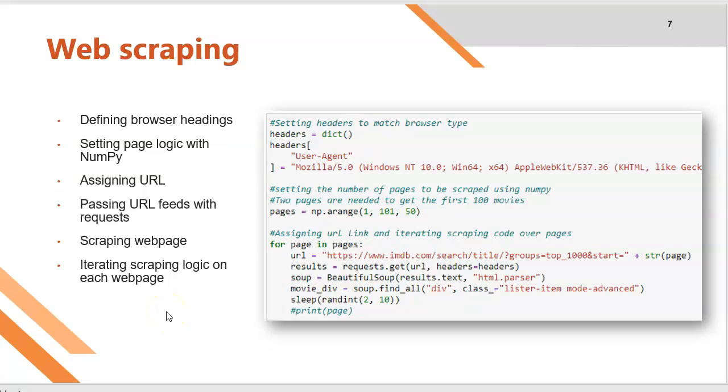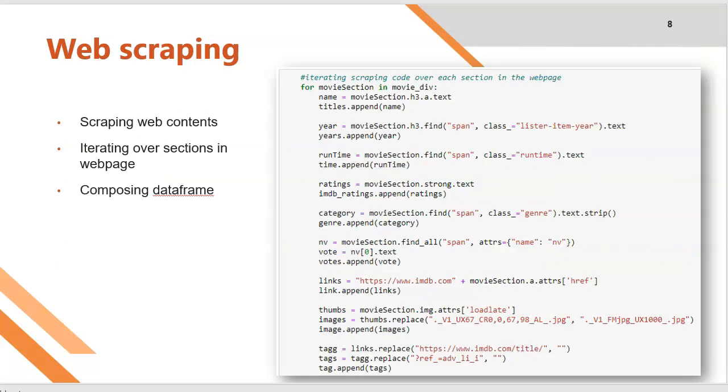The next part is the actual web scraping. We start by defining browser headers and then setting our page logic with NumPy. In this assignment, we'll be using 2 pages to get 100 movies for reviews. We put in our URL, we pass our URL with requests, we pass our requests into Beautiful Soup as soup, and then we create an object, movie div, and then we begin scraping the web contents.